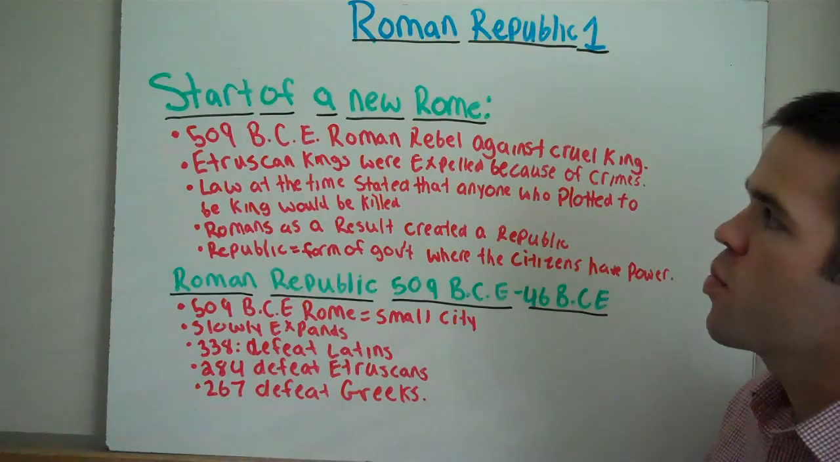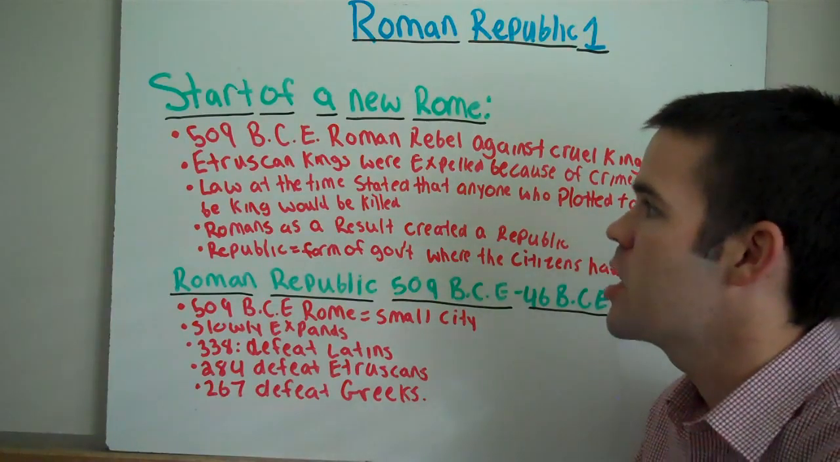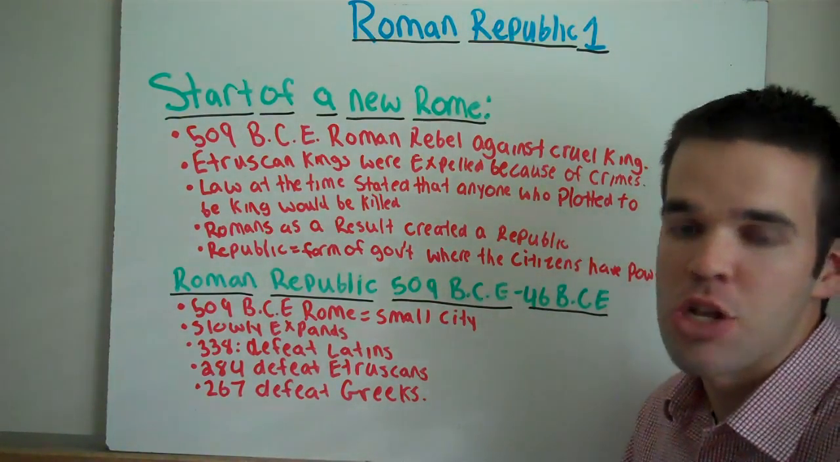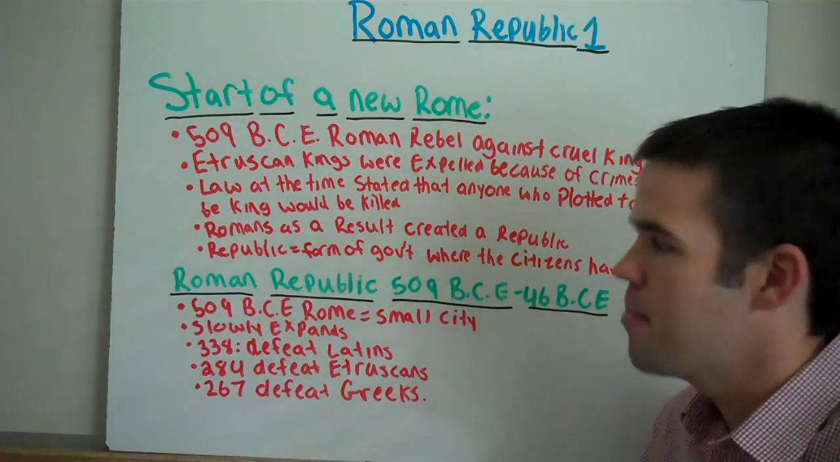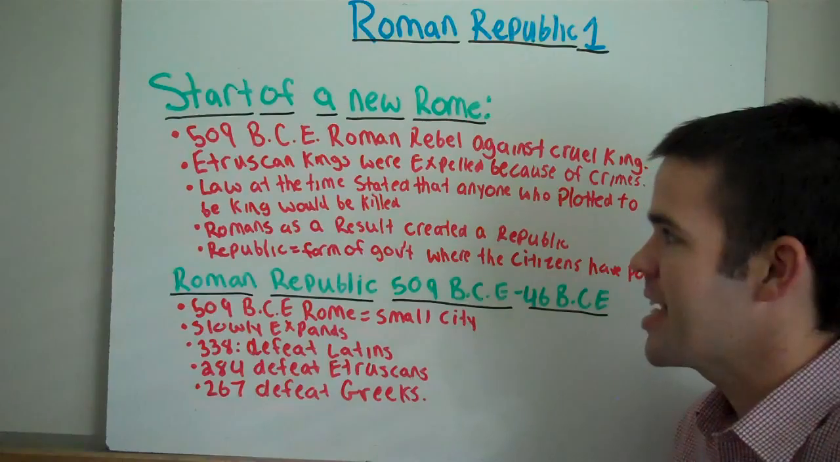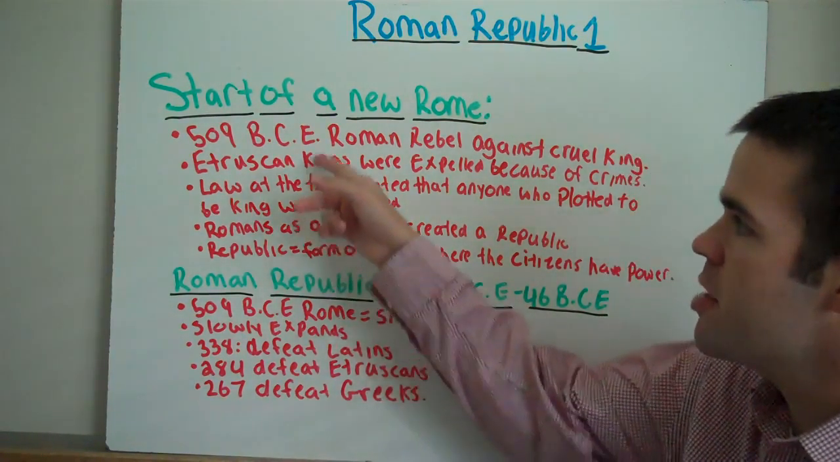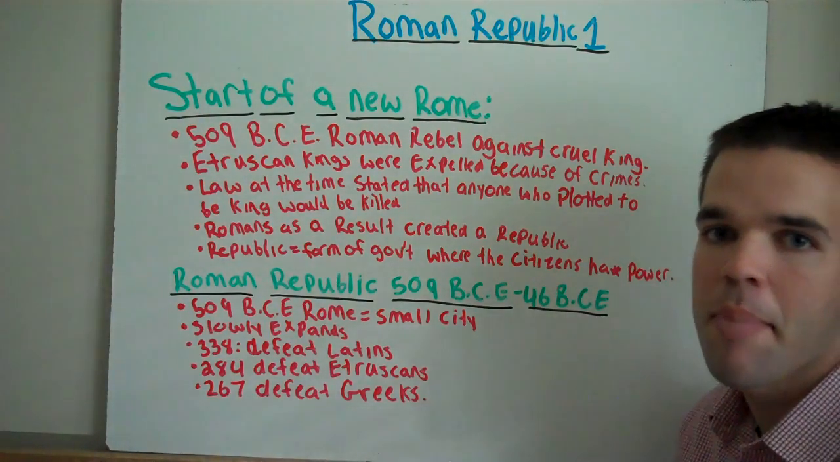Let's begin today's lesson with how a small city of Rome got to a republic. In 509 BCE, or before Common Era, the Romans rebelled against the king of that region. The Etruscan kings were eventually kicked out because of crimes that they were accused of. During that time, the law stated that anyone who plotted to be king or plotted against a king would be killed on the spot. As a result of these 3 reasons, the Romans created a form of government called a republic. A republic is a form of government where the citizens have the power.